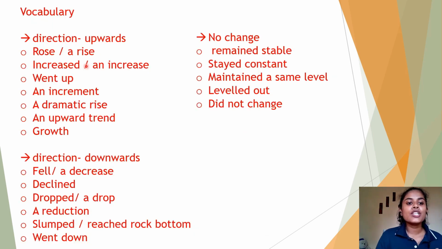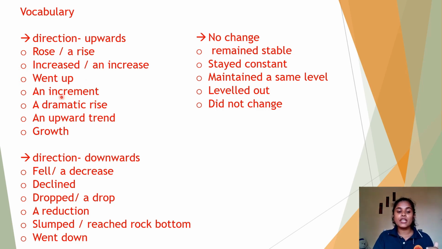When there is a direction upwards, which means there is a rise, there is an increment. You know what an increment is, it is an increase. There is an increase in the UK telephone calls in 2001 than 1996. So likewise, if there is a direction upwards, you can use rose or rise, increased, or you can say there is an increase. So it is the verb and the adjective itself.